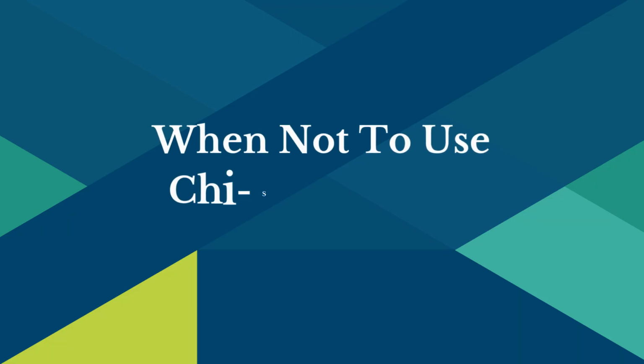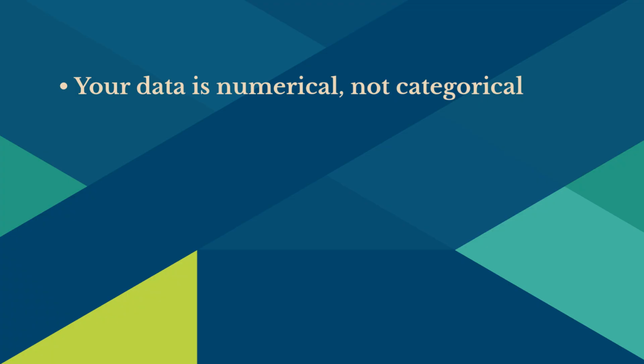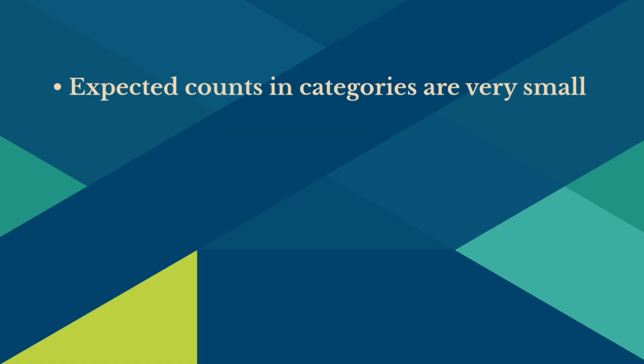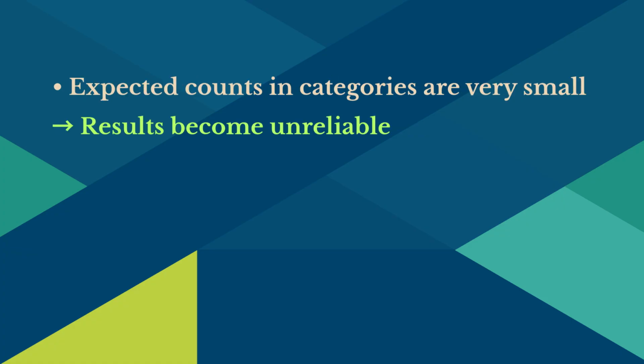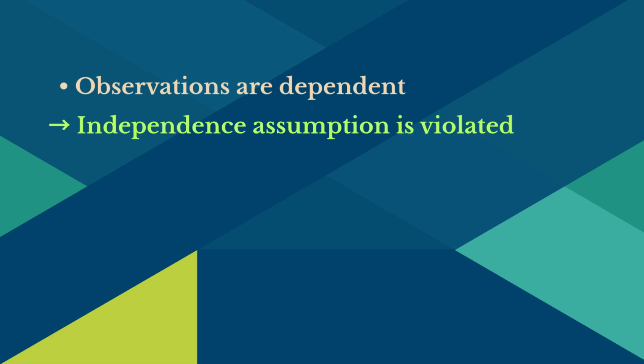Just because a tool is popular doesn't mean it should be used everywhere. So, let's talk about situations where the chi-square test is not the right choice. You should not use the chi-square test when your data is numerical, not categorical. Instead, use t-test or ANOVA. Or when expected counts in categories are very small. In that case, results become unreliable. Or when observations are dependent. In that case, the independence assumption is violated.